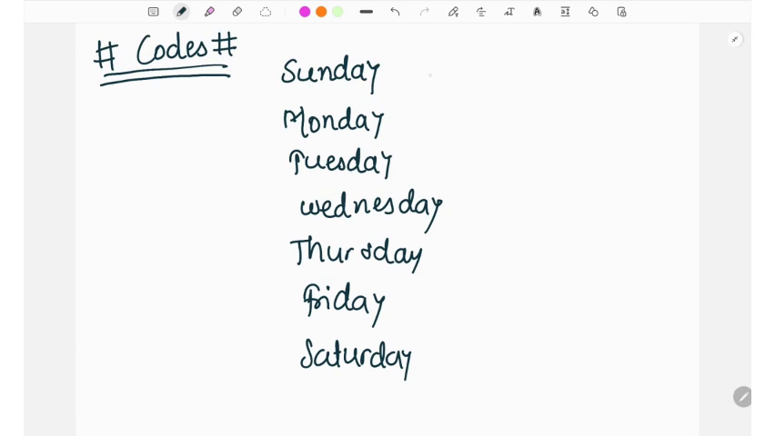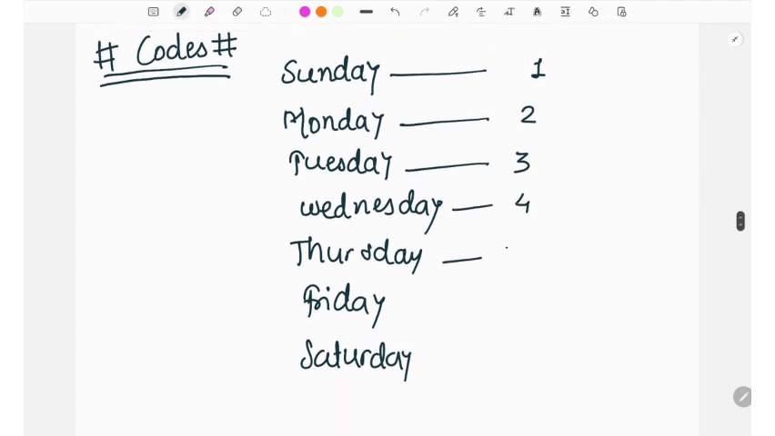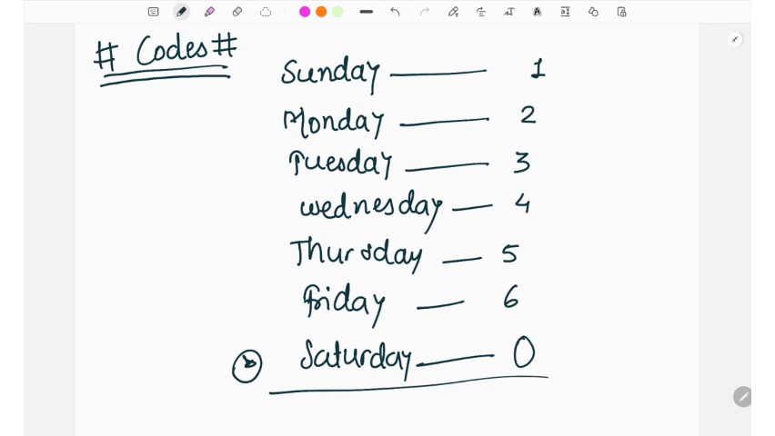The code for Sunday is 1. The code for Monday is 2. For Tuesday it is 3. For Wednesday it is 4. For Thursday it is 5. For Friday it is 6. For Saturday it is going to be 0. Just focus on this code. Sometimes we get confused that Saturday is coming after Friday, so the code for Saturday will be 7. No, the code for Saturday that we are going to use is 0. So these are all the codes for week. Just please note it down.